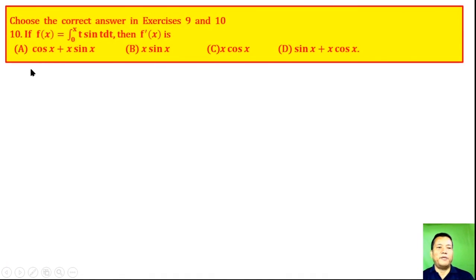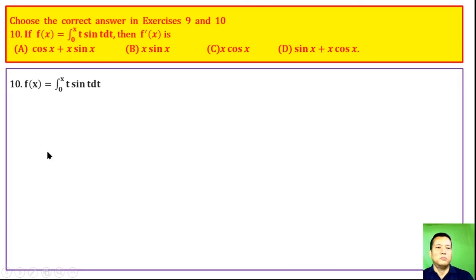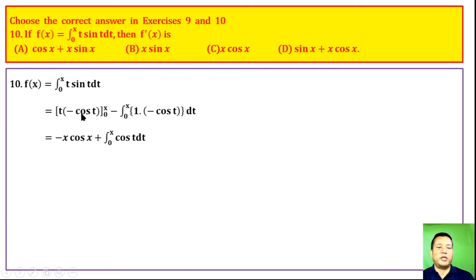For number 10, if f of x is the integral of t sin t dt from 0 to x, then f dash of x is equal to, f of x is equal to integral of t sin t dt from 0 to x. Therefore, applying integration by parts, we get this. And evaluating, t is replaced by x, we get this. And t is replaced by 0, we get 0.